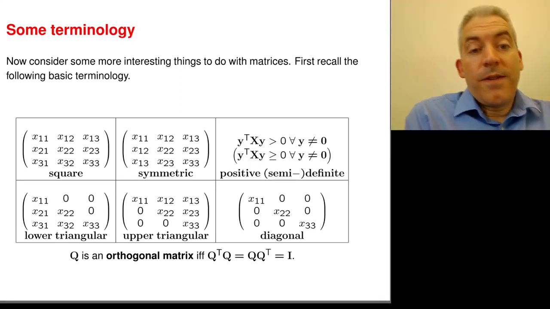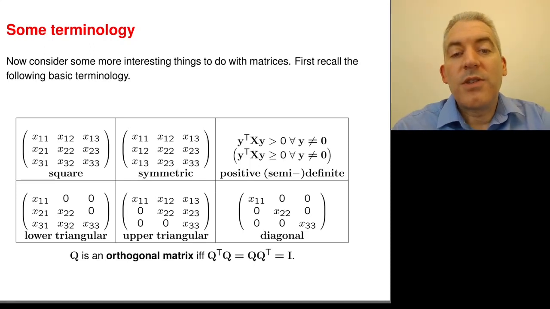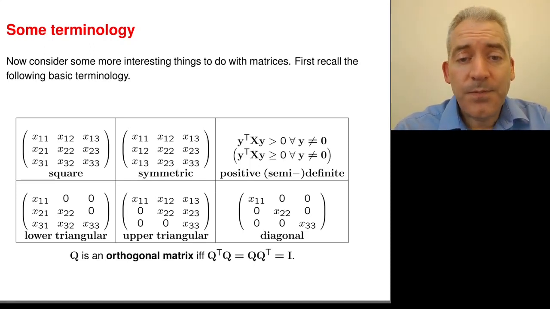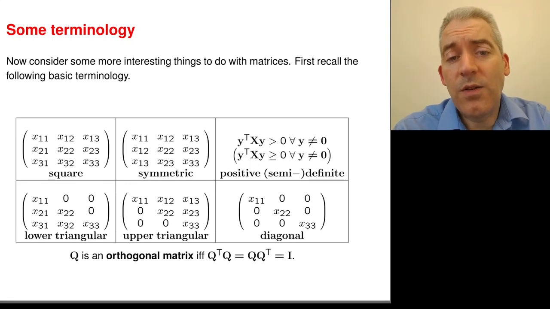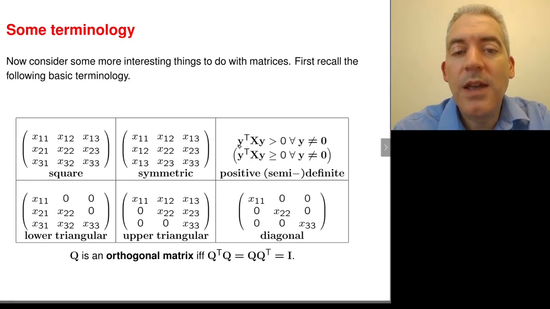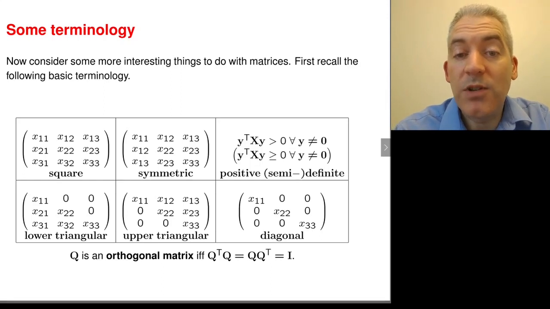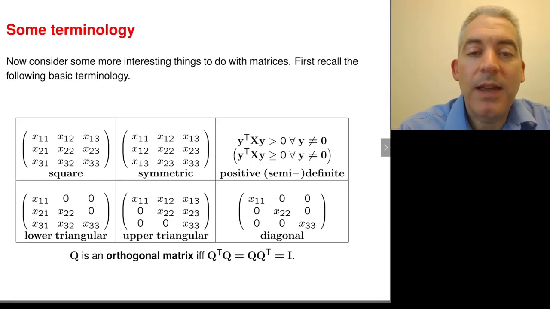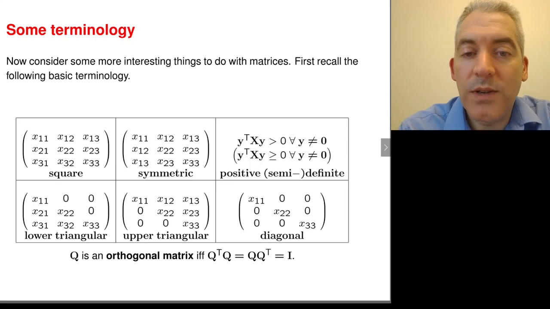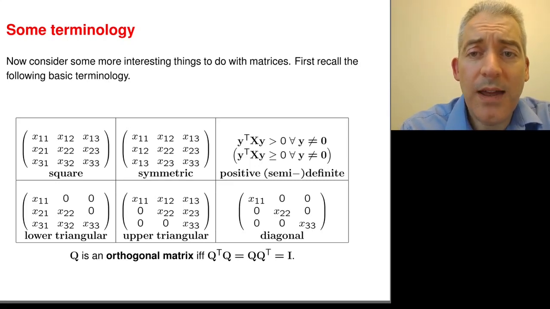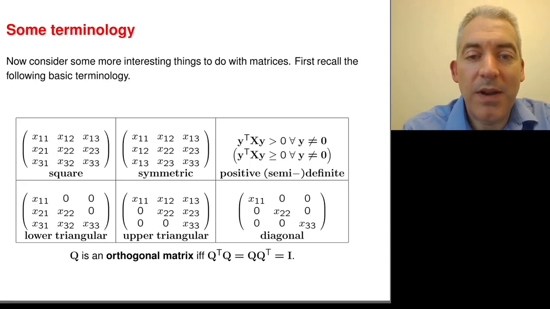Related to that, in fact, is the notion of a positive definite or positive semi-definite matrix. A positive definite matrix has the property that for any vector y that you choose, y transpose Ay gives you a strictly positive real number, and the semi-definite case is greater than or equal to 0. That turns out to be an extremely important property that we typically think of in the context of symmetric matrices, though we don't have to.